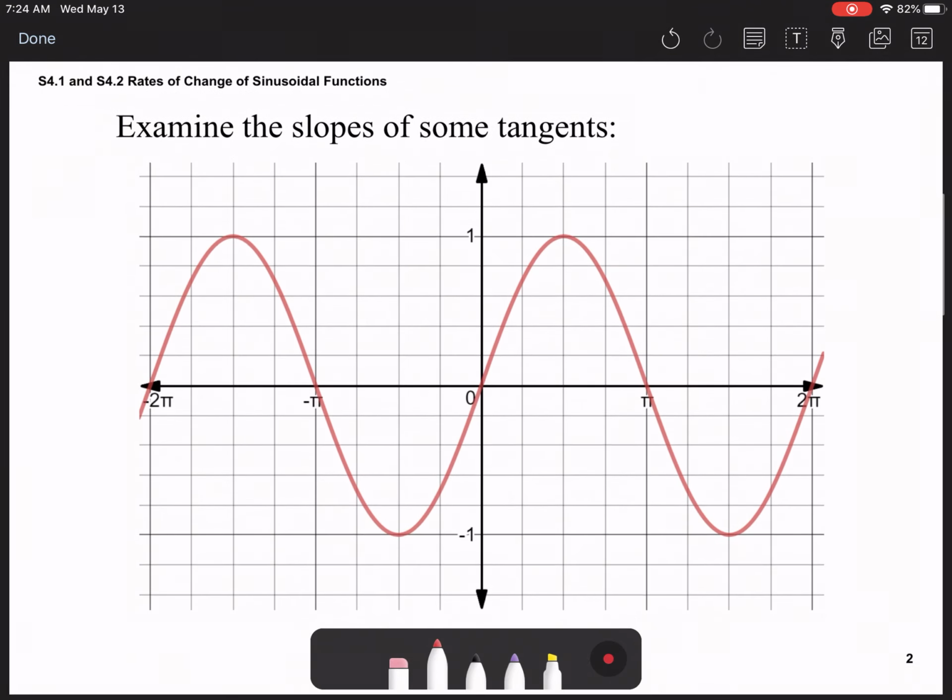So remember that this is the graph of y equals sine x, or f of x equals sine x, in radian mode. Okay, so some things to notice. It has zeros at negative pi, 0, pi, 2 pi, negative 2 pi. So multiples of pi.